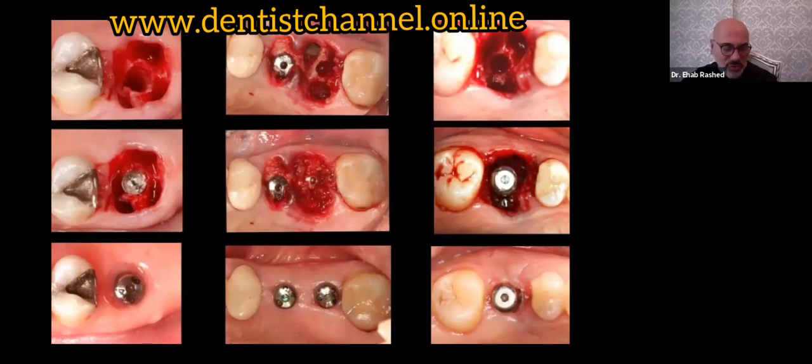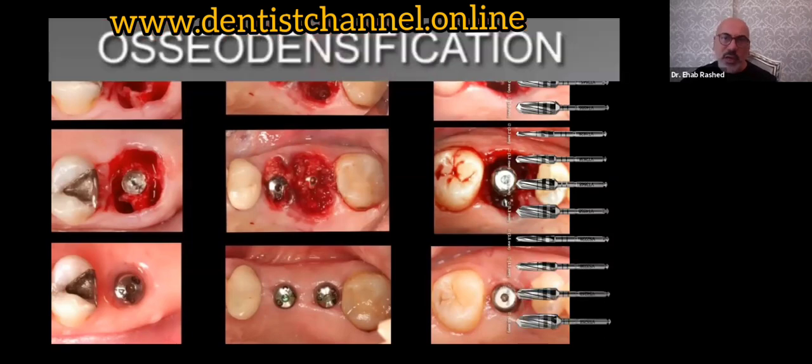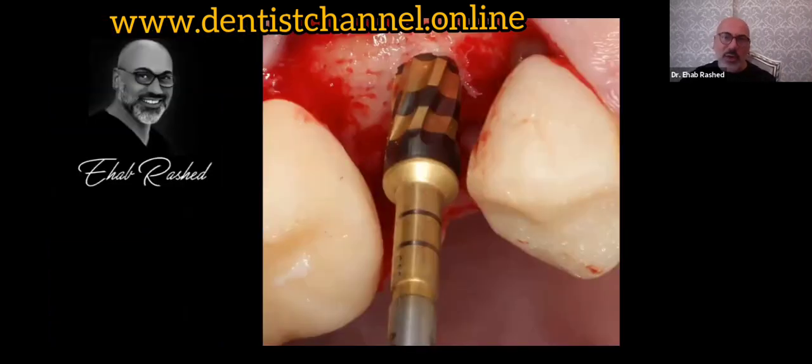Also, you have to do something as well. You have to always graft the site. I always graft. I never leave the site ungrafted, especially after extraction. So this is how it looks when you densify the bone, as you can see here.